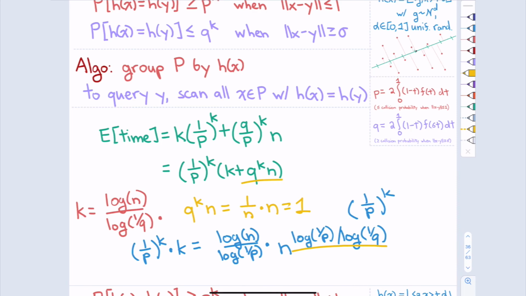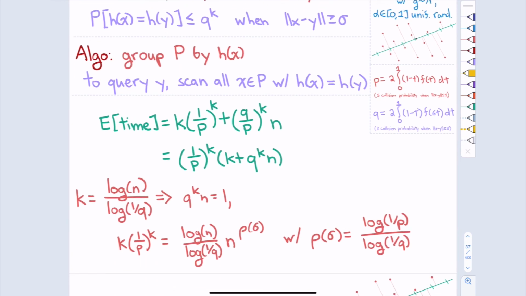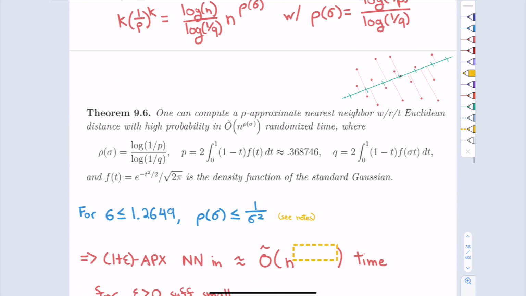Because I'm really interested in what polynomial dependence I'm getting on n. So here it is, let me give it to you slightly cleaner. We get some n to the rho of sigma, it's just a function of sigma, and ultimately it's log of 1 over p divided by log of 1 over q. This is going to be less than 1, so this is sublinear, but the question is how much. Let me just present the theorem in full detail so I don't screw something up.